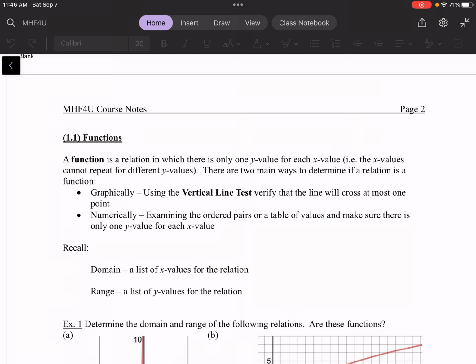A function is a relation in which there is only one y value for every x value. That is, x values cannot repeat for different y values. There are two main ways to determine if a relation is a function. If you look at it graphically, use the vertical line test and verify that the line will cross at most one point. If you're doing it numerically, examine the ordered pairs or table values and make sure there is only one y value for every x value.